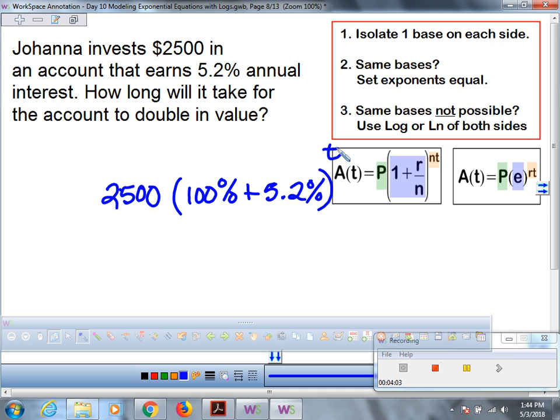How long will it take the account to double? So doubling means going to 5,000. Start with 2,500. How long is it going to take to get to 5,000? So I'm going to divide both sides by 2,500. And at the same time, I'm going to fix this problem right here.